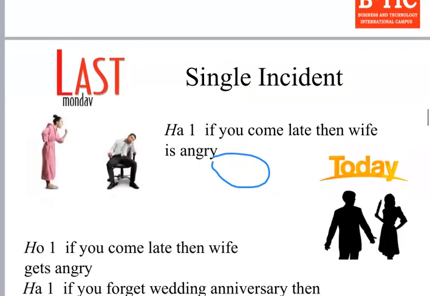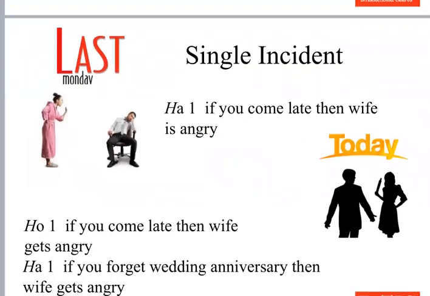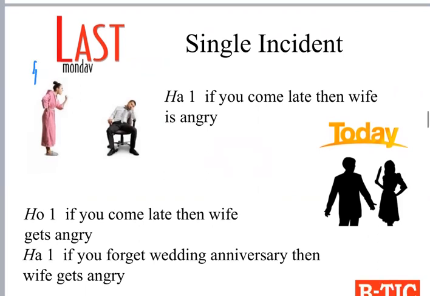Another example, your practical example here. Now, last Monday, you walked in home late. And when you walked in home, you had a big shout from your wife. So you believe she was shouting because you came late. That is a hypothesis. You had a hypothesis, HA1: if you come late, then wife is angry, so she would shout at you. And this is a theory now. If you come late, your wife will shout. And this happened last Monday.